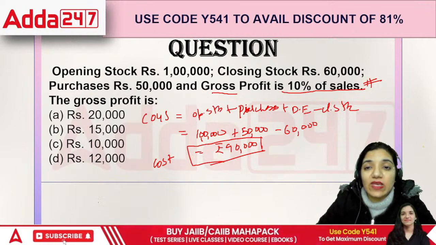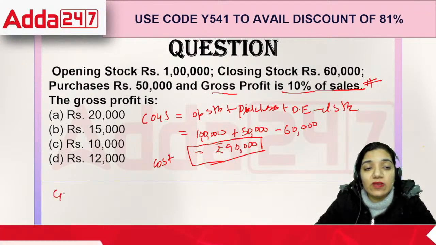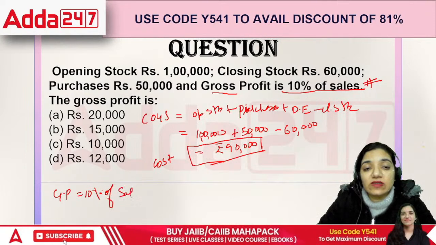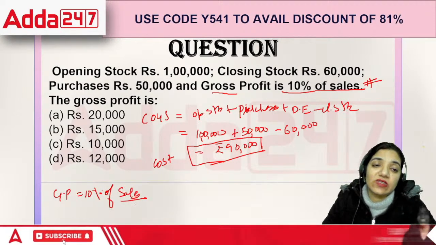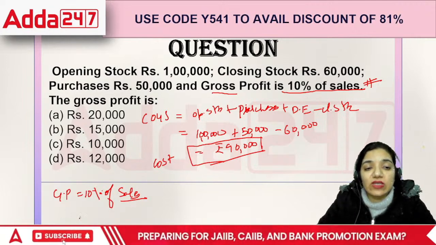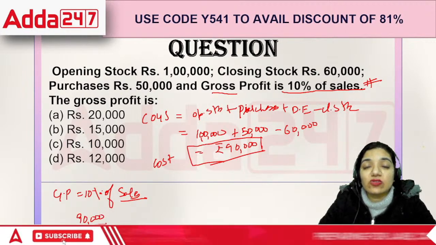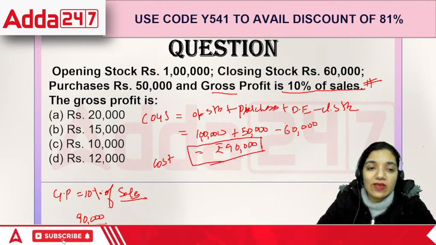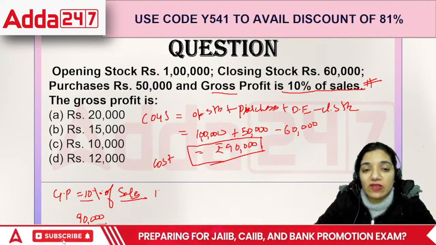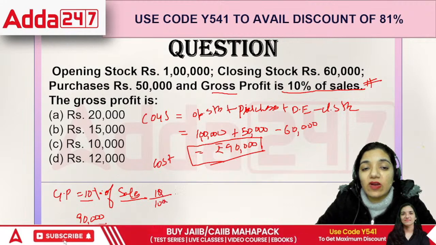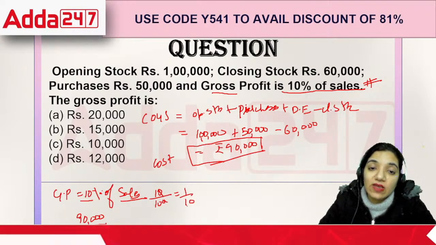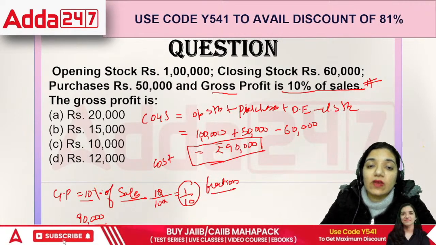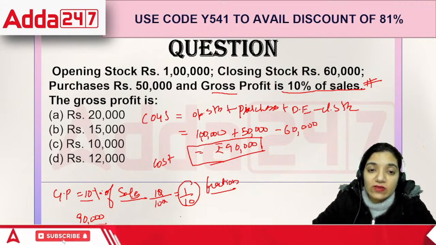Now, the best way to find this out is to take it up this way: GP is 10% of sales, right? So GP is basically 10% of sales. How do we do that? The best way is to take 90,000 as the cost. Then a simpler way in this case is to convert 10%, which is 10 divided by 100, into a fraction. So I can say it is 1 by 10 of something.